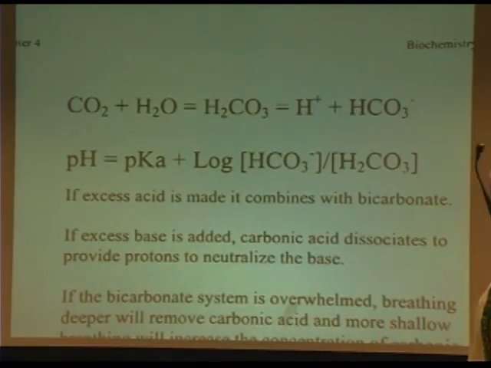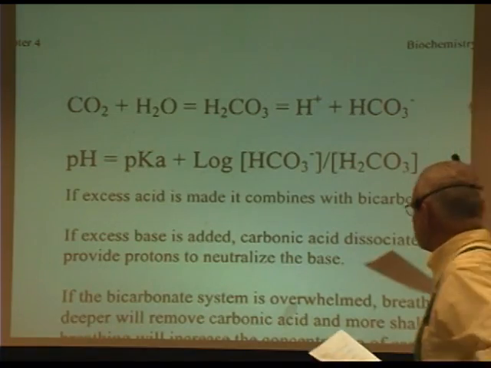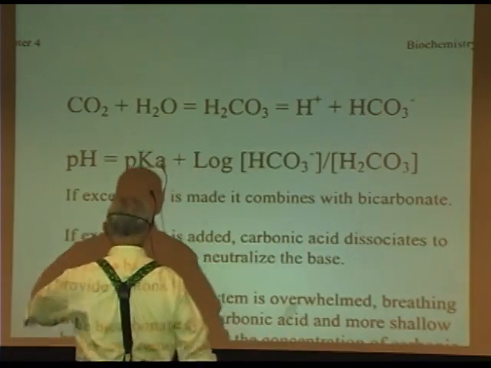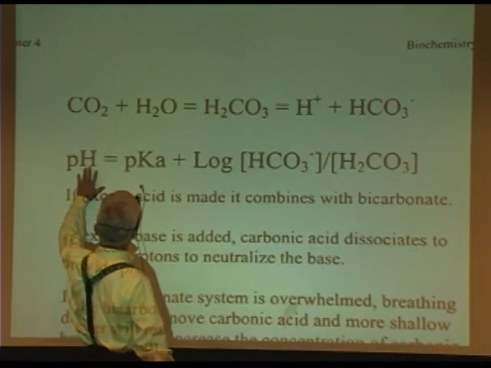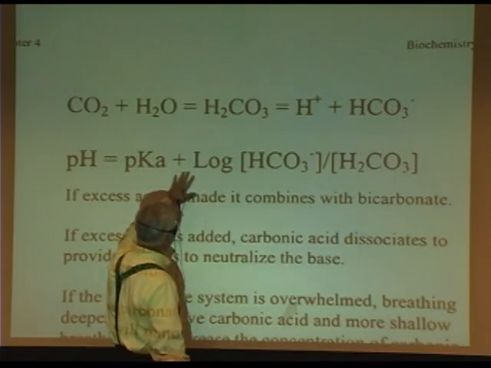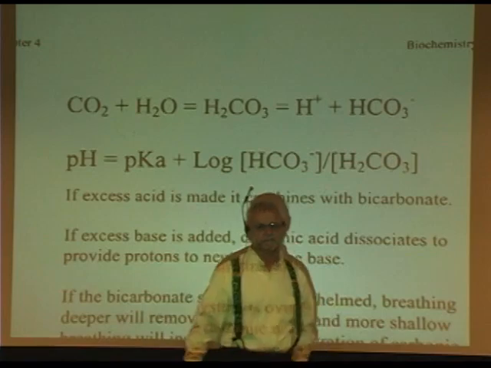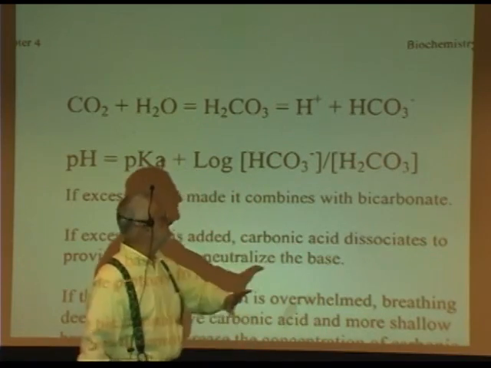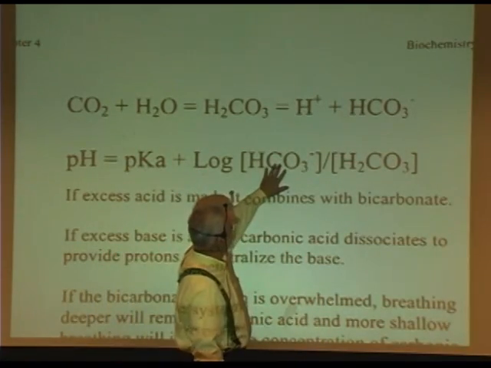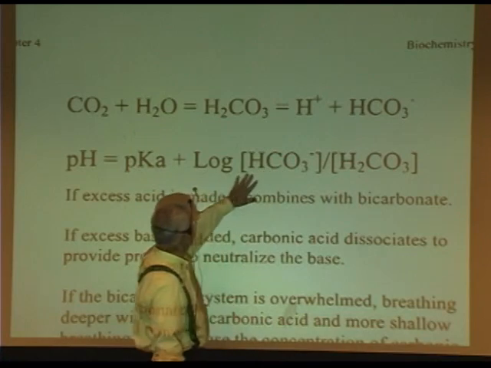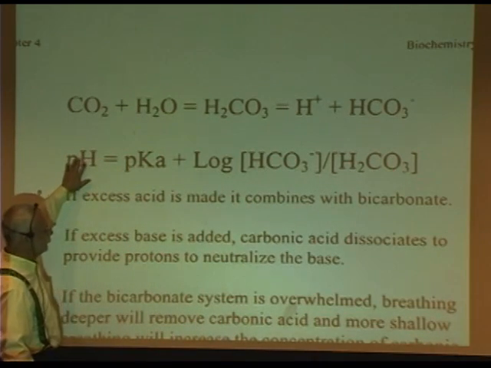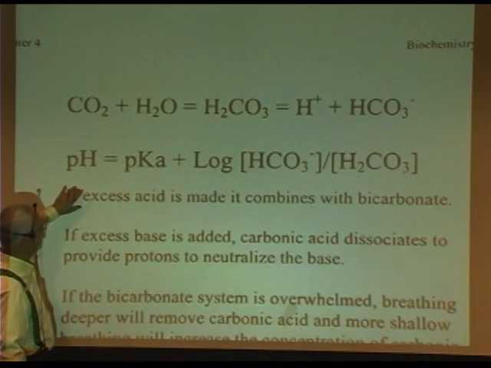So that's what happens. The first thing that happens is the bicarbonate drops. What's the next thing that happens? Well, look at the Henderson-Hasselbalch equation here. pH equals pKa plus the log of bicarbonate over carbonic acid. The first thing that happened was the bicarbonate went down, so the pH had to go down, right?